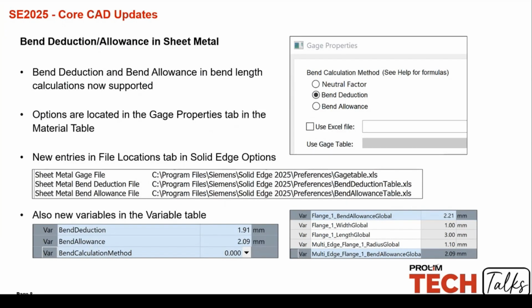So Solid Edge now supports bend deductions and bend allowances and the bend length calculations from the bend table. So this is a great enhancement for those advanced sheet metal users out there. These options are located in the Gauge Properties tab in the Material table. We have new entries in the File Location tab in the Solid Edge Options. And there are also new variables in the variable table.